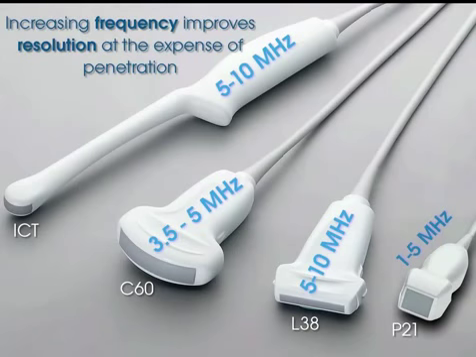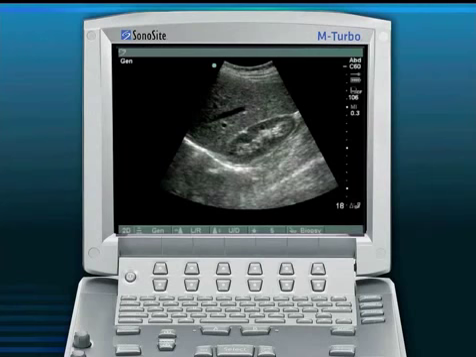So you always want to use the highest possible frequency that will get you to the depth of interest. Now you notice that each one of these transducers has a frequency range. So for example, this one goes to 5 to 10 megahertz, 3.5 to 5, 5 to 10, 1 to 5 megahertz. And basically you can toggle the frequencies up or down within each transducer depending on the clinical situation.